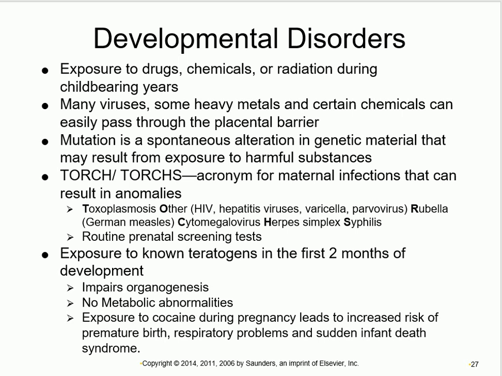So the liver is developing, and then it stops. If you're exposed to any of those, you will not have metabolic abnormalities, but the organogenesis will be affected. Organogenesis. Cocaine, for example, if a pregnant mom is exposed to cocaine during pregnancy, she might end up having a premature birth, respiratory problem, or SIDS, which is sudden infant death syndrome.